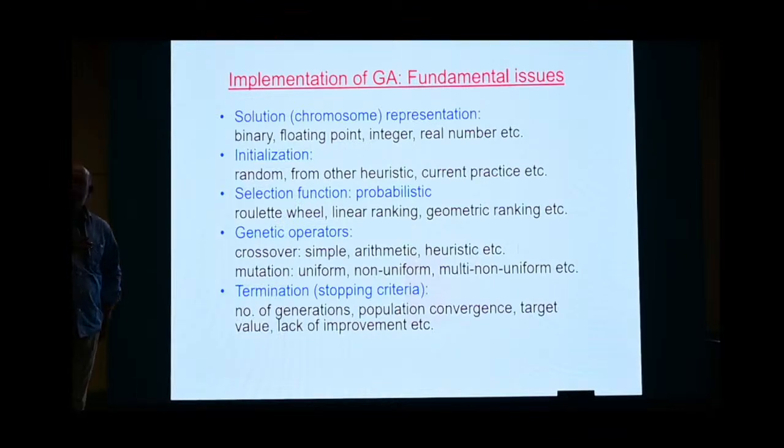Because GA does not know when to stop, you have to specify when to stop. So you have to specify the number of generations, or population convergence, or lack of improvement. Some criteria you have to specify, then only it will stop. Otherwise, it will go on increasing the generations and searching the variables. Next.